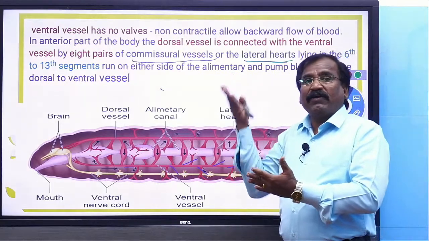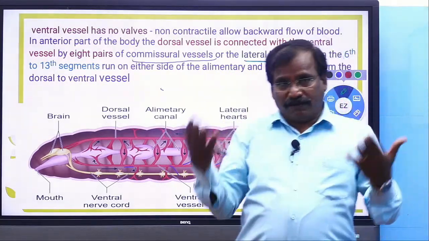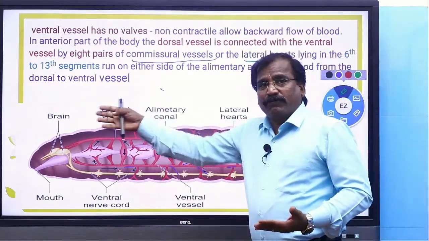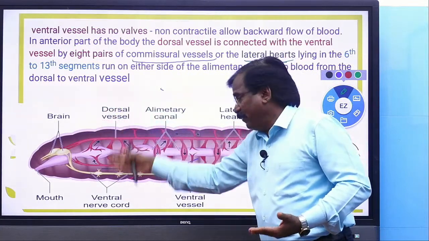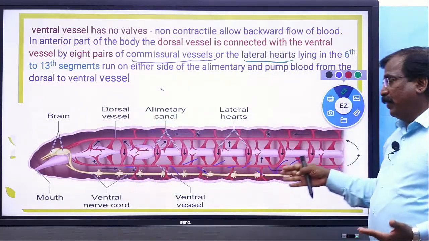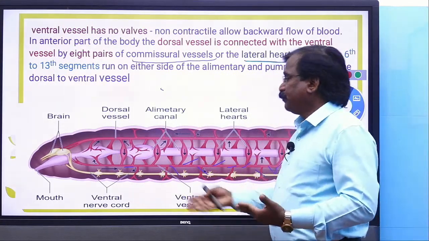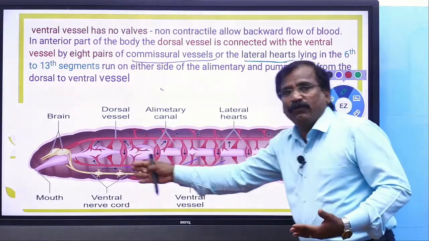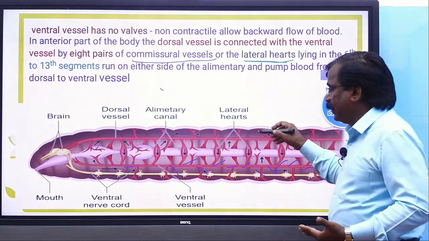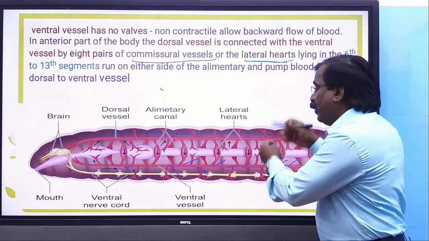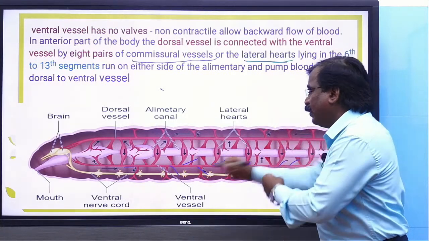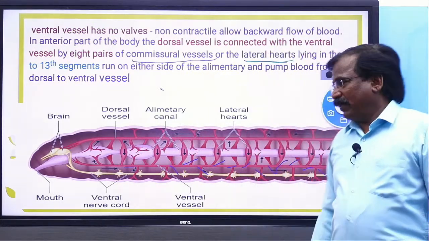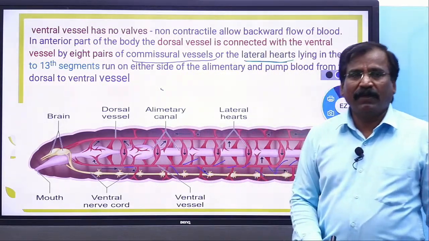Dorsal vessel is above the alimentary canal, contractile, with presence of valves, and allows the blood to flow in posterior to anterior direction. Ventral vessel is below the alimentary canal, non-contractile, no valves, and blood flows from anterior to posterior direction. The dorsal blood vessel collects the impure blood from all the parts, and the ventral vessel distributes the pure blood to all the parts of the body.